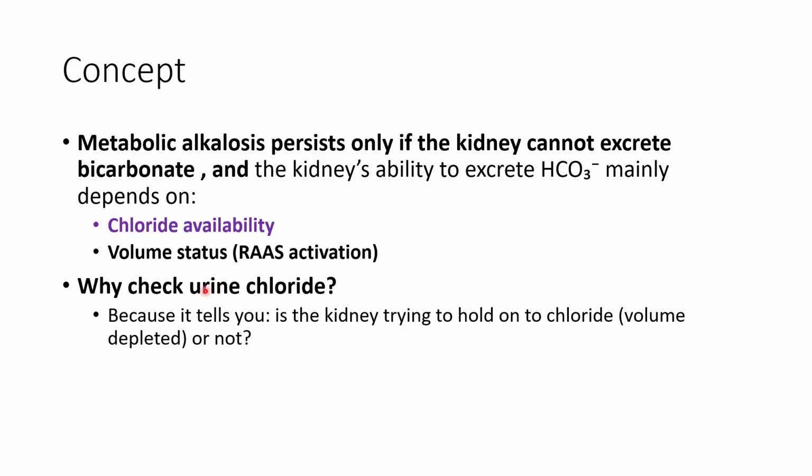So if you check urinary chloride, it tells you whether the kidney is trying to hold on to chloride, meaning whether the body is volume depleted or not. If the body is trying to hold chloride, that means it is depleted of volume, and that is why the urinary chloride will be low if the body is trying to conserve it, and that is why it is saline responsive. However, if the kidney is not trying to conserve chloride, that means there is no true depletion of volume, and it is happening due to overactivation of channels and receptors, that is hyperaldosteronism.